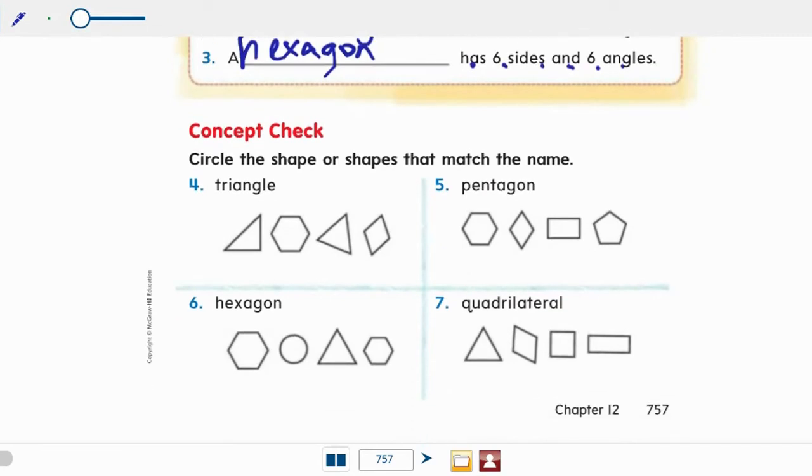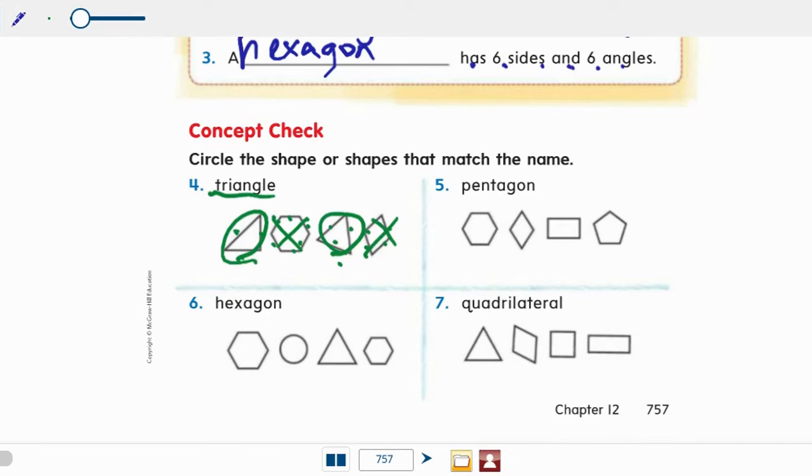It says circle the shape or shapes that match the name. So we're looking for triangles on this one. Triangle, again, three sides and three angles. So we've got one, two, three, so that fits. One, two, three, four, five, six, does not. One, two, three, hey, there we go. One, two, three, four, does not. So we had two triangles.